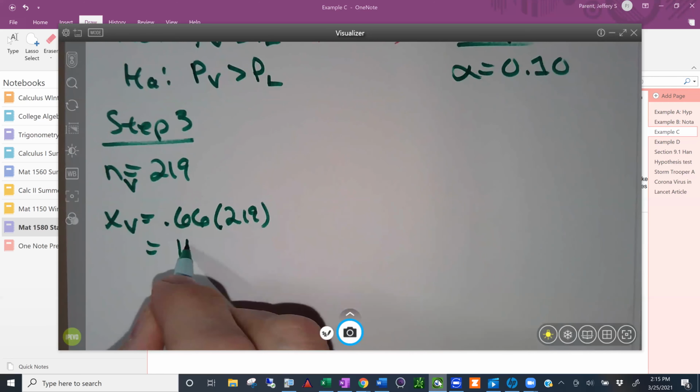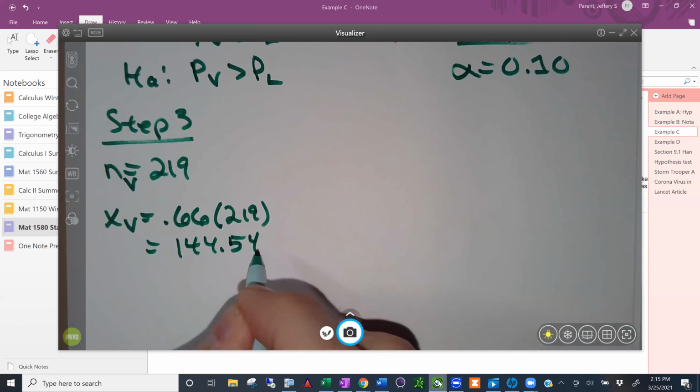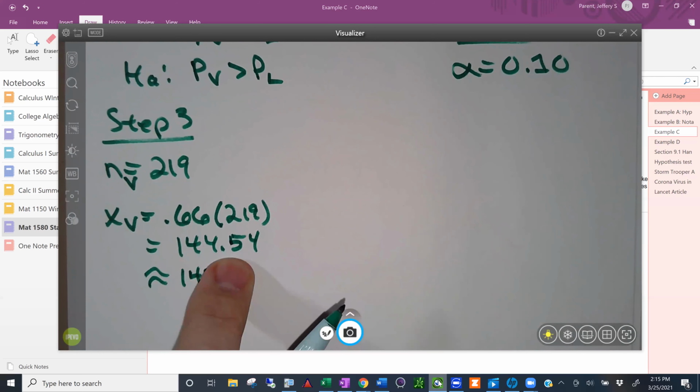If you pull out a calculator, that should give you 144.54. And I'll round that to the nearest integer. If you try putting this into statdisk, it's going to bark at you. It's going to say, no, I expect a nice whole number. And that would be the whole number.